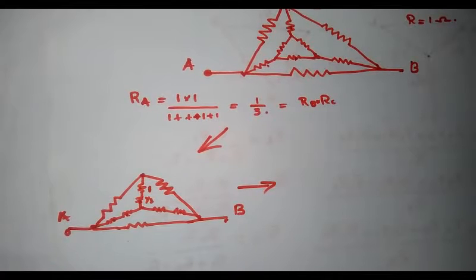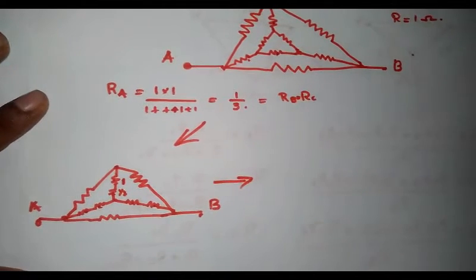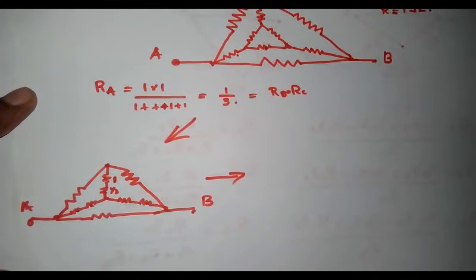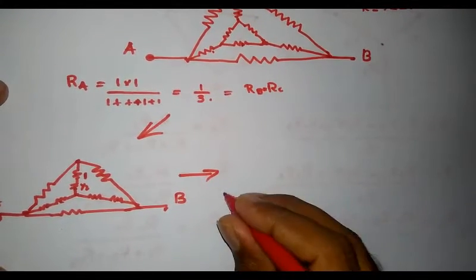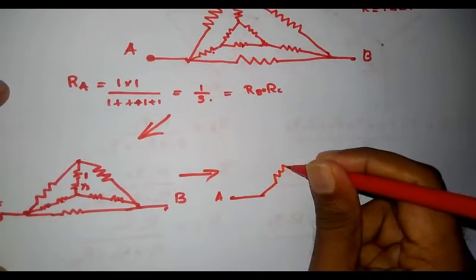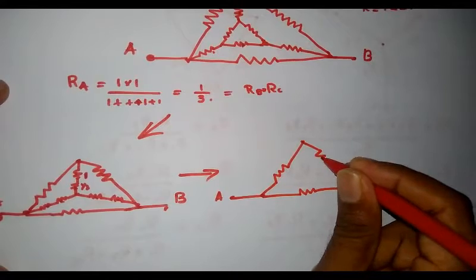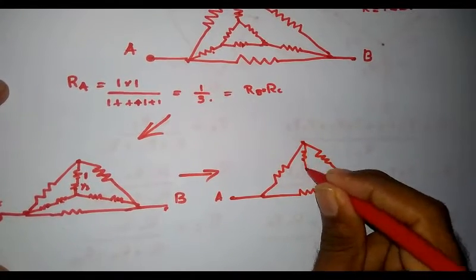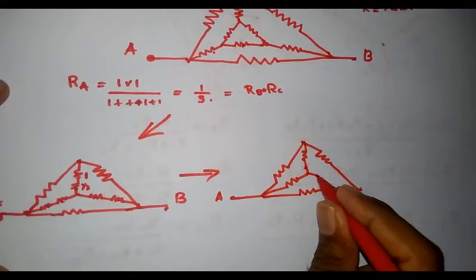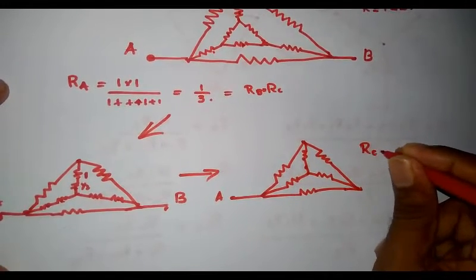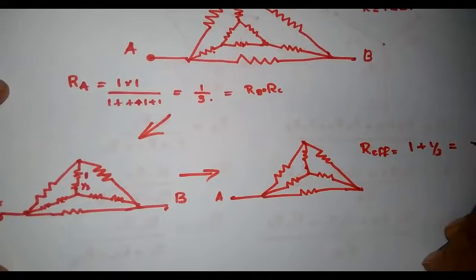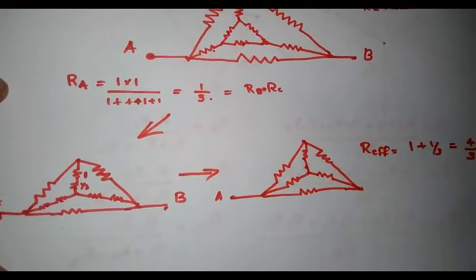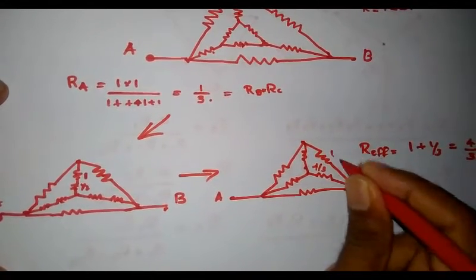Therefore, here is a series combination of 1 and 1 by 3. We know that when 2 resistors are connected in series, the equivalent resistance R is equal to R1 plus R2. Therefore, I can redraw this circuit in simplified form: this is my A point, this is the outermost delta, and the corresponding resistances are represented by a single resistance. The value of that single resistance R effective is given by 1 plus 1 by 3, and that is equal to 4 by 3. The value of this resistance is 4 by 3 and this is 1.